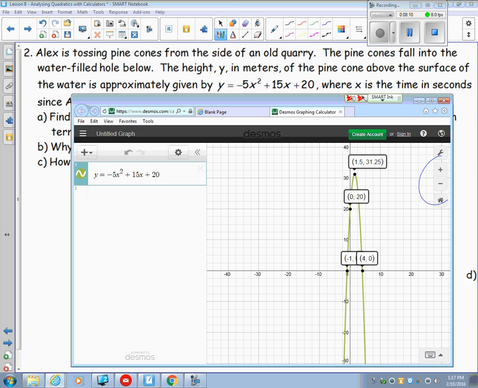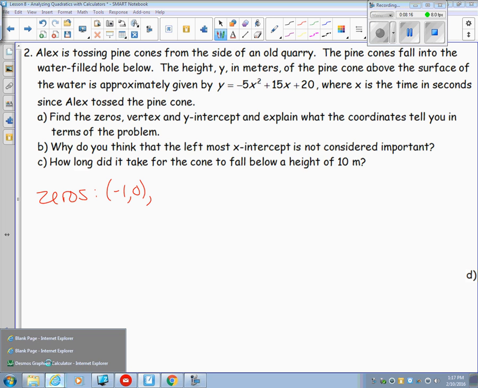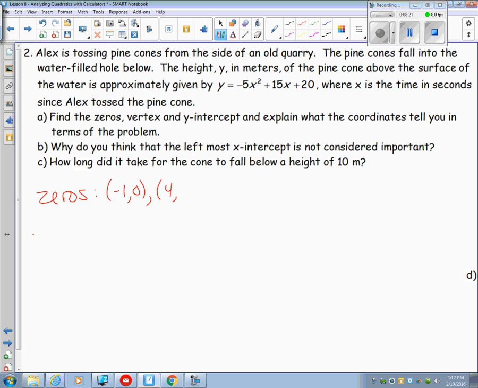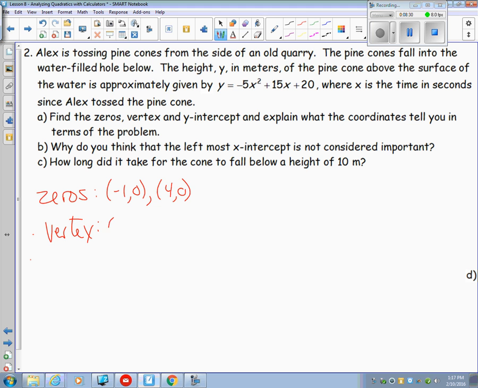Okay, so my zeros, negative 1, 0, and I think it was 4, 0, right? Yeah, 4, 0. The vertex, and from there we got a vertex of 1.5 and 31.25. And the y-intercept was 0 and 20. Okay, there's my points.